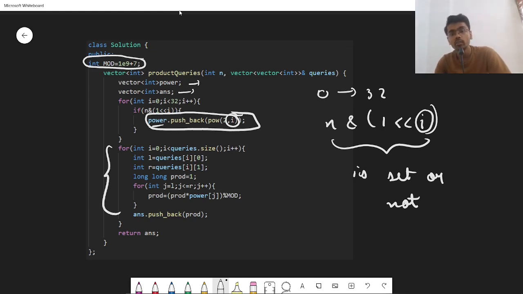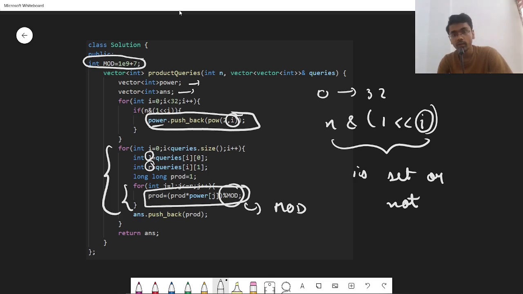Then we just need to take the products for all the corresponding queries of i. For the query of i, we take L and R, the range for that particular query. Then for that particular L to R, we take all the numbers and take their product. As we also discussed in the dry run part, we need to take the mod since the answer can go into long as well. In the end, whatever product we get for the ith query, we store it in our answer, and in the end we just return this answer. So this was the solution for this problem.